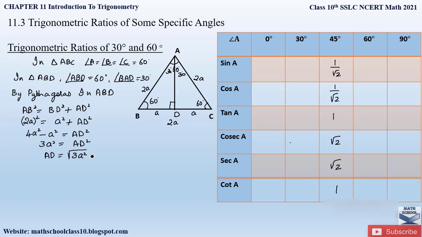So if we split this root 3 into root of A square, the square and square root terms will get cancelled and we will be left with root 3A. So we got the AD value as equal to root 3A. Now we know all three sides in this right angle triangle ABD.